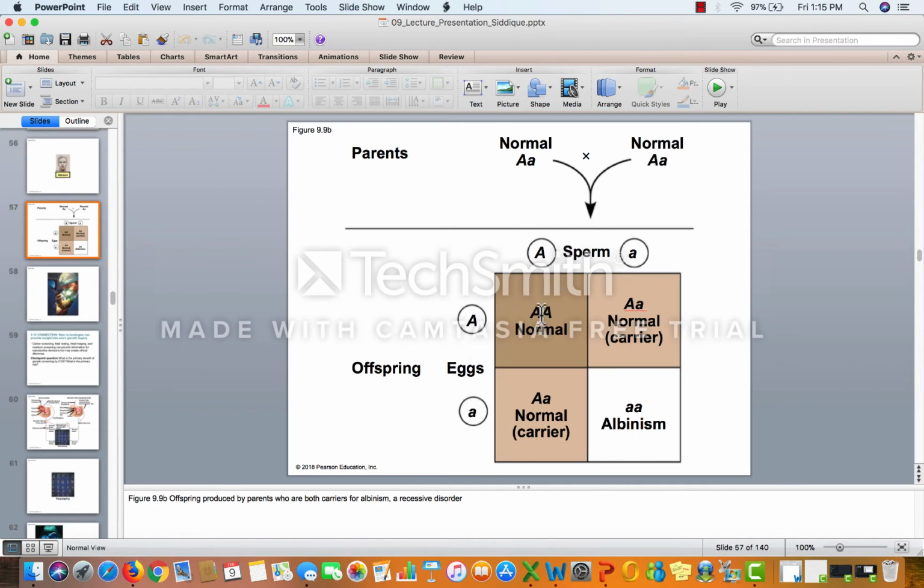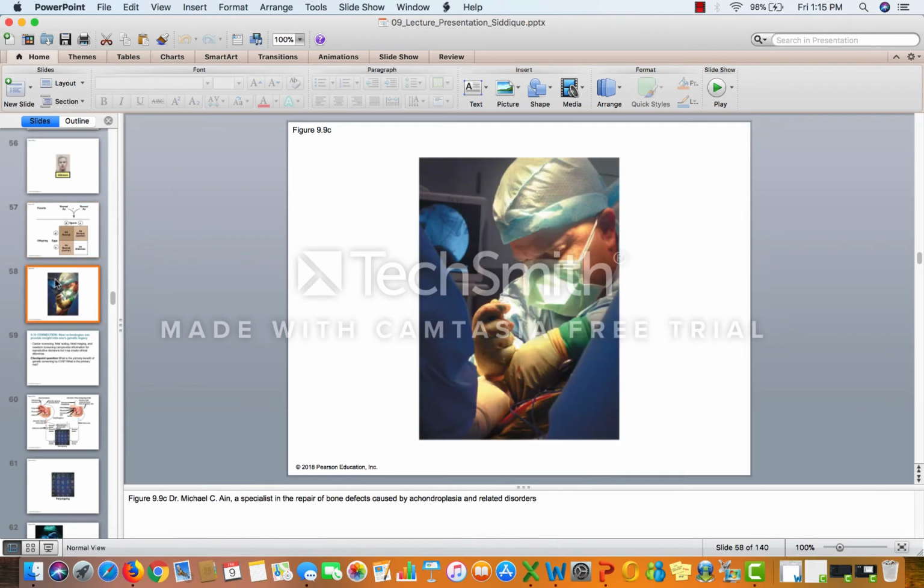We do the cross. This is homozygous dominant, this is heterozygous, and this is homozygous recessive. So you get a 1:1 ratio, right? The albinism is that recessive disorder. So that's why there's a 1 out of 4, or quarter chance, that you can become an albino if you have it as a recessive trait.